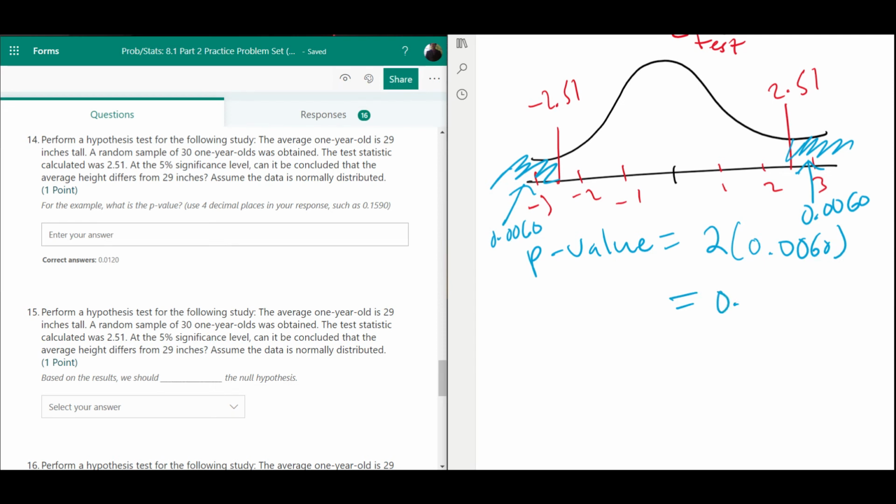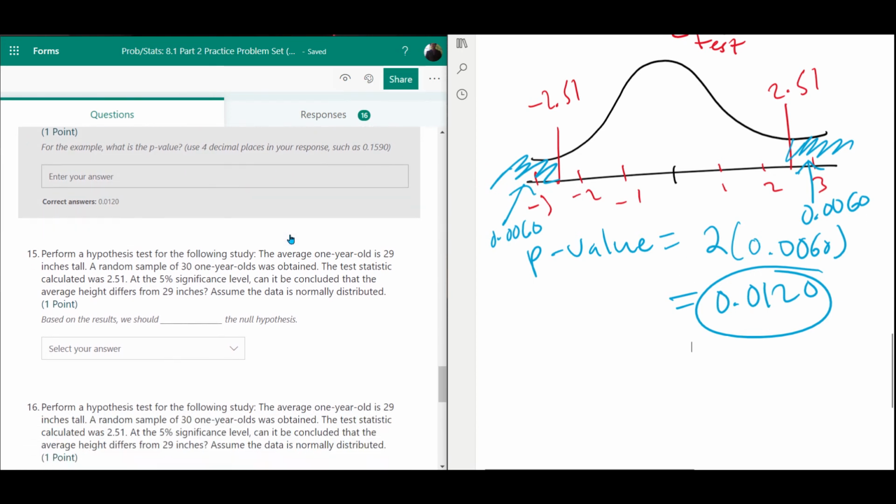And that gives me 0.0120. So that's going to be my p-value. You only double it if it's for a two-tailed test. Otherwise, you just pick the value that you found, okay? So that's my p-value.